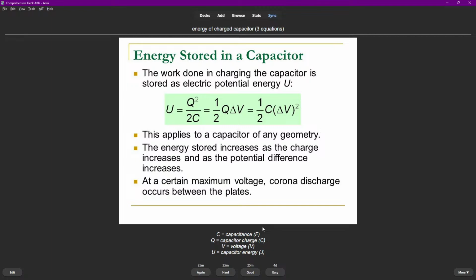If you think about it, if you use the capacitance, you can find 1/2 of Q delta V. You can derive majority of these equations. So I just need to memorize the first one, U is equal to Q squared over 2C, to derive the other ones. How can I remember that? U is equal to Q squared over 2C.